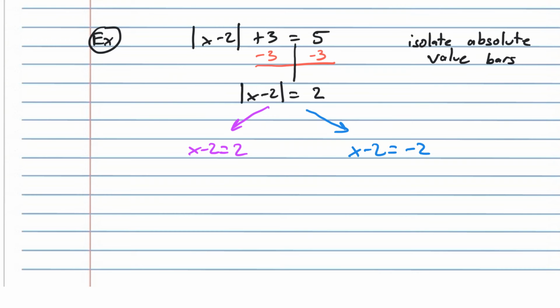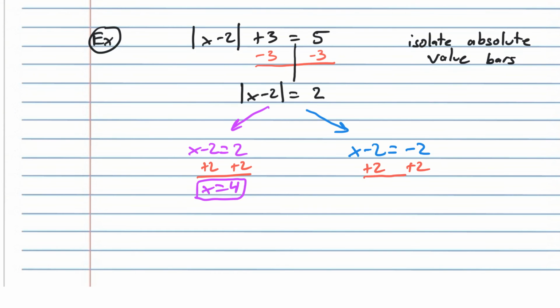And then we can solve them separately. Again, these are easy equations. They're one-step equations that everyone should be confident with. So on the left-hand side, we can go plus 2. And we get the answer of x equals 4. That's one answer. On the other equation, same thing. The steps are the same. Get rid of that negative 2 by adding it.